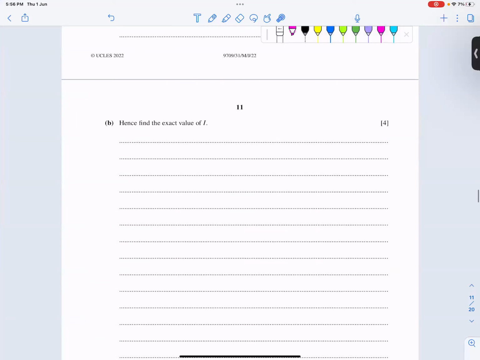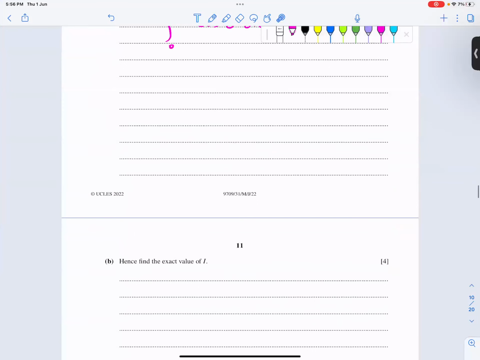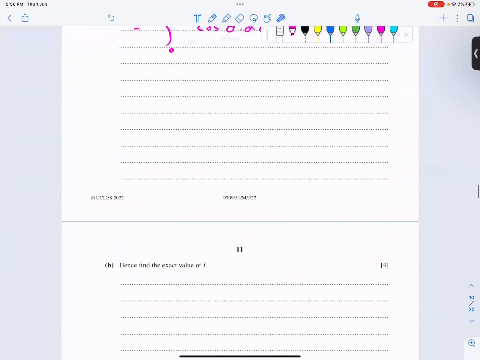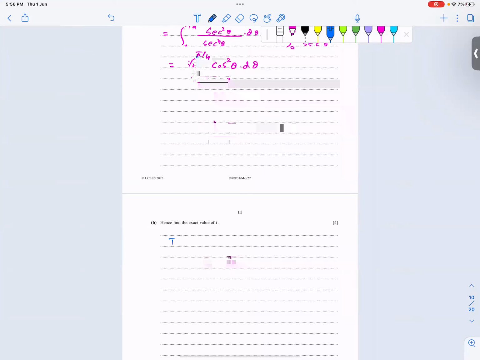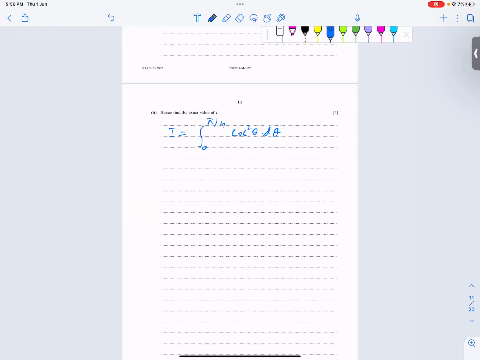Now the second part is about, hence find the exact value of I. For this part, we will use the simplified form of I, which is the answer for part A: the integral from 0 to pi by 4 of cos square theta d theta. To integrate cos square theta and sine square theta, we have two identities.